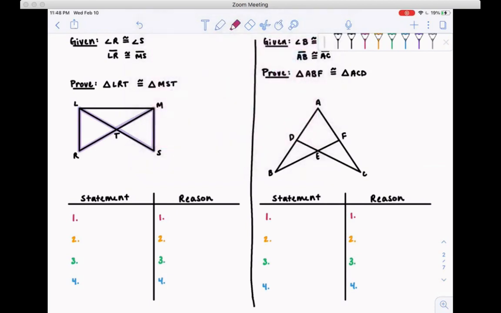We should always start our proofs by looking to the givens. And in this case, we're given some matches right away. So we can just put those matches directly into the proof. So our first match is angle R congruent to angle S. So I'm going to put that in my proof. The reason for that was given. And I'm going to mark that on the diagram. So angle R is congruent to angle S. So I'm going to put the same number of swoops there.